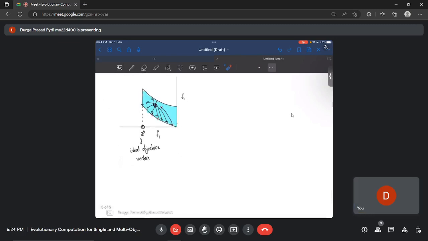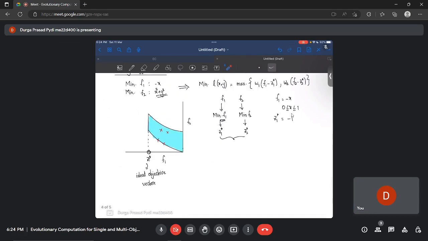But in the earlier methods, we have to measure from Z1 and Z2, right? Yeah, you need to measure from Z star, the ideal objective vector. So whichever has the least distance will be better. No, not like that. We cannot say whichever is the least is better.